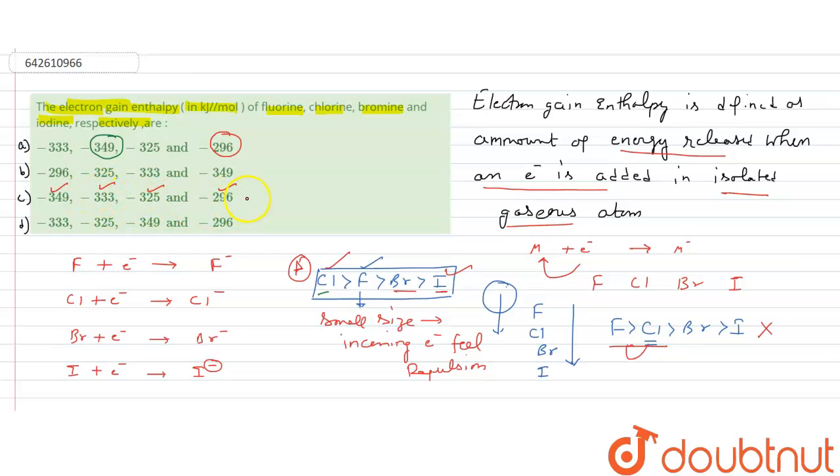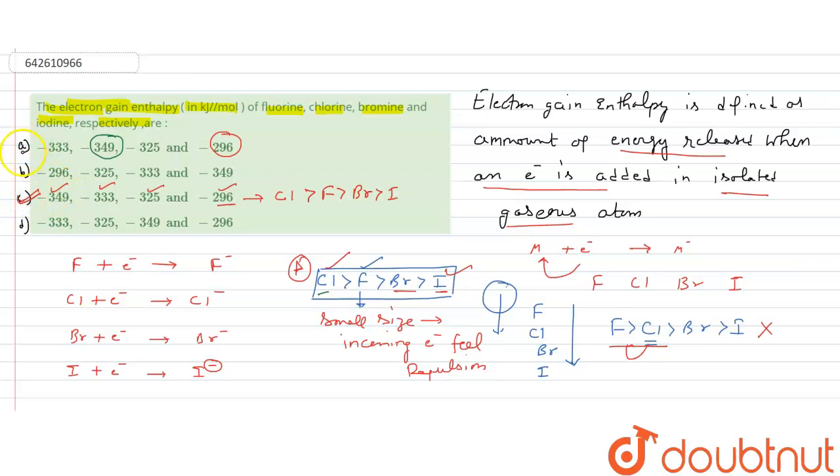This belongs to chlorine, this belongs to fluorine, this belongs to bromine, and this belongs to iodine, which has the lowest electron gain enthalpy. This is the correct order. In this way I can say option C will be the correct answer.